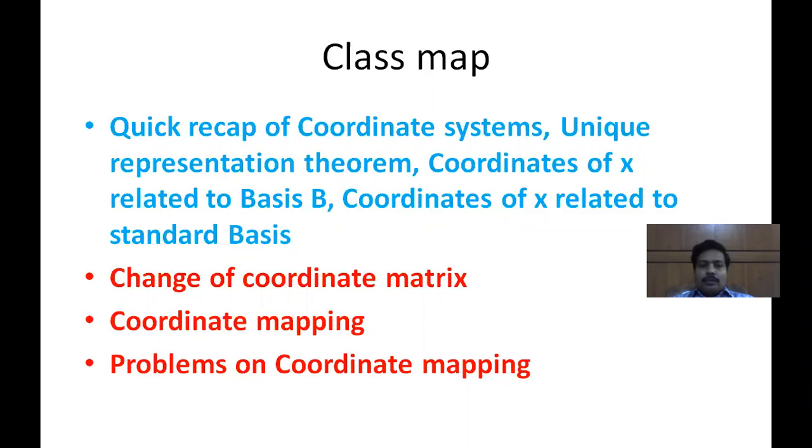Of course, we need to focus on the definition of basis and linear transformation also. Later, we move on to the concept of change of coordinate matrix, and then we move on to today's topic, coordinate mapping. In this class, let us prove that coordinate mapping is an isomorphism from a vector space V onto Rn. Finally, we solve some problems related to coordinate mapping. So this is today's class plan.